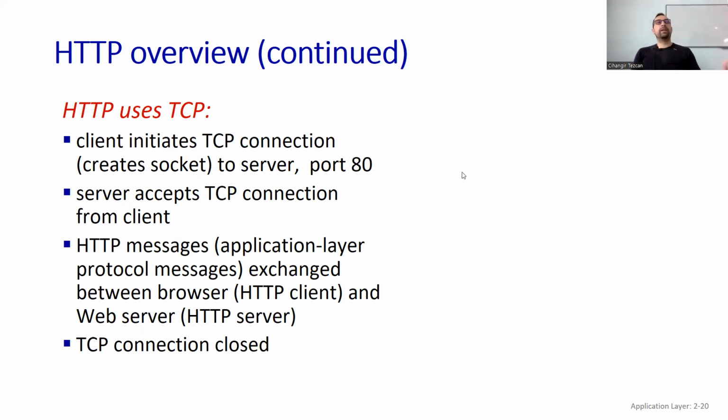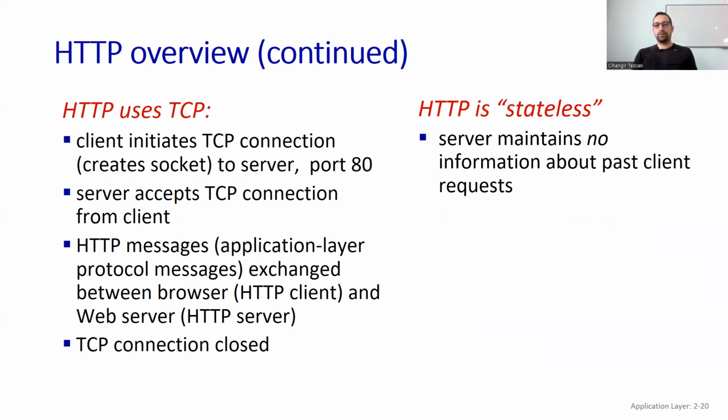HTTP uses TCP, as you might guess, because we want reliability here. The client initiates a TCP connection, so it creates a socket to the server, port 80. The server accepts the TCP connection from the client. HTTP messages, application layer protocol messages, are exchanged between the browser, the HTTP client, and the web server, the HTTP server. Then the TCP connection is closed. Let's look at this in a minute with pictures.